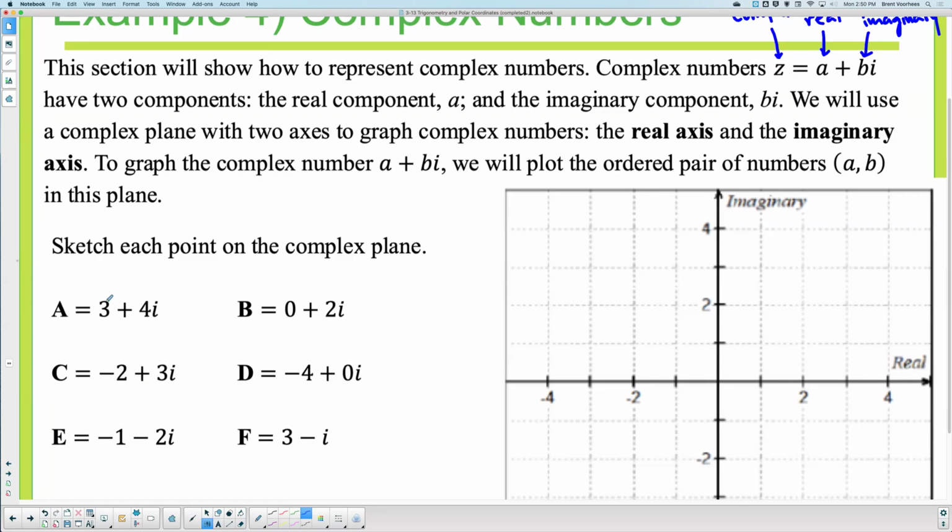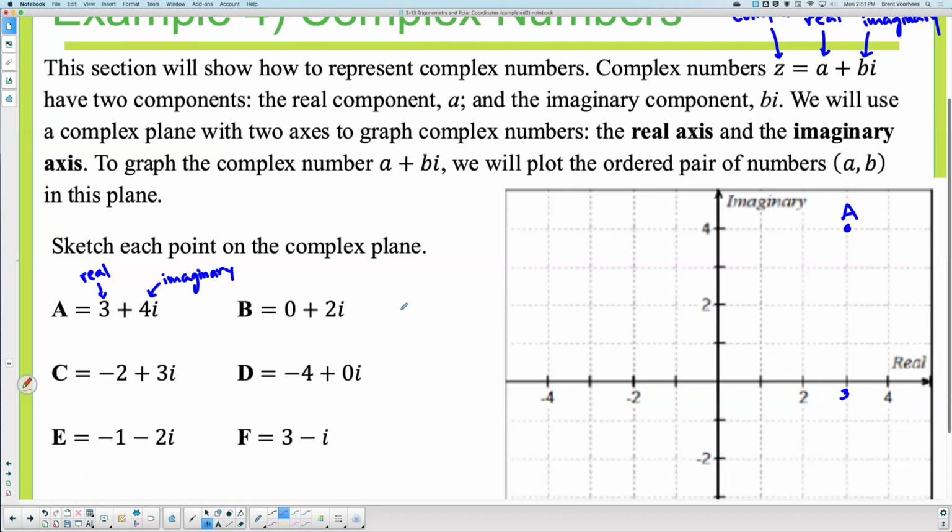So what you do is you look at a point. A, 3 is the real value. Real. 4 represents the imaginary portion. Since they're both positive, this means that we move 3 to the right on the x-axis. Here's 3. And then 4 is up on the imaginary, forgot the y, right there. So that point is A. That's where the complex point A would be.